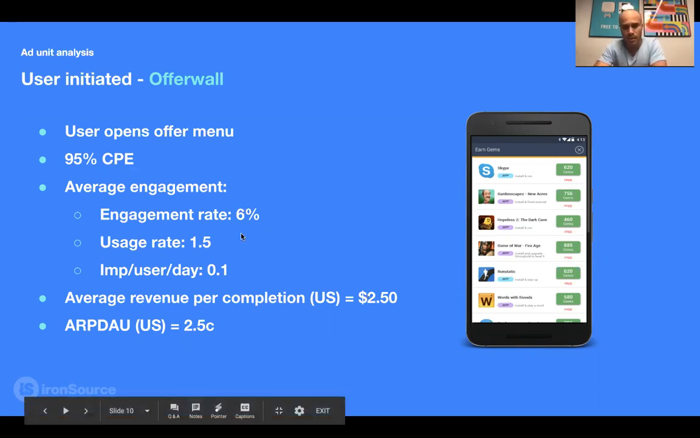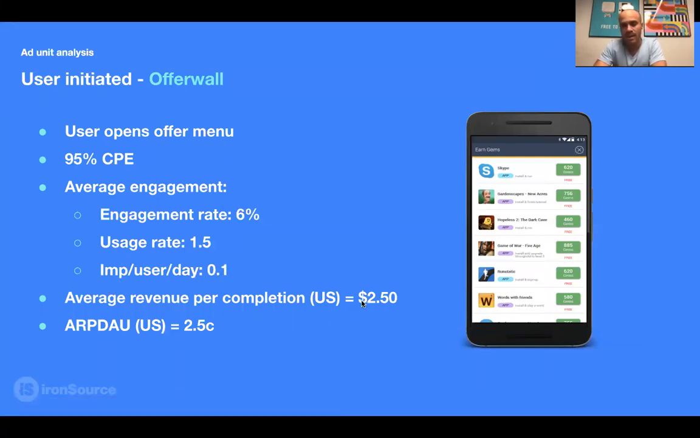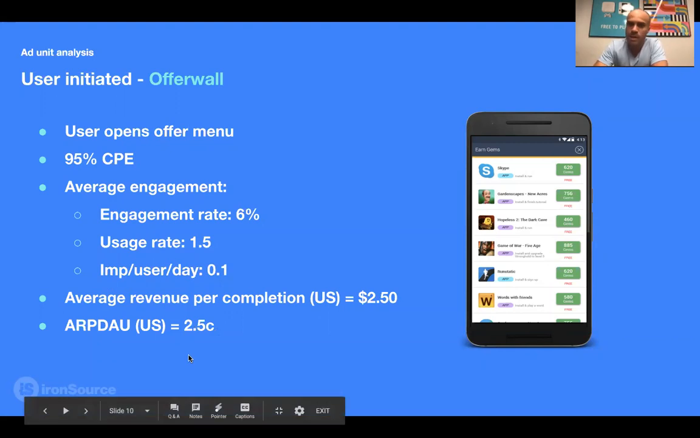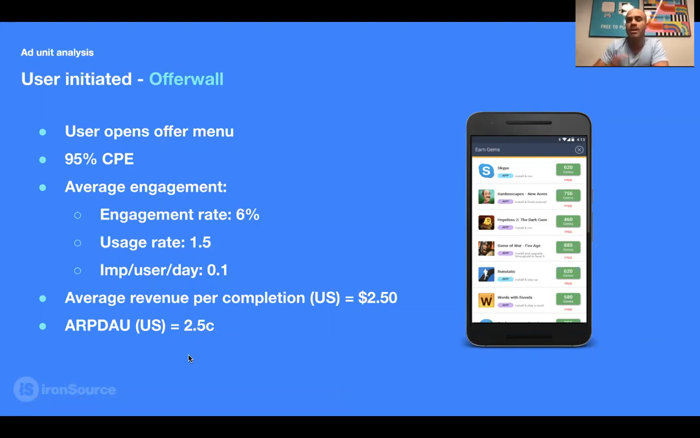If I'm summarizing this, impressions per user per day of 0.1 and average revenue per completion of $2.5, the average ARPDAU in the US that we see for Offerwall is about 2.5 cents as well. You can see that it's at a similar level as rewarded video, although it's very different.